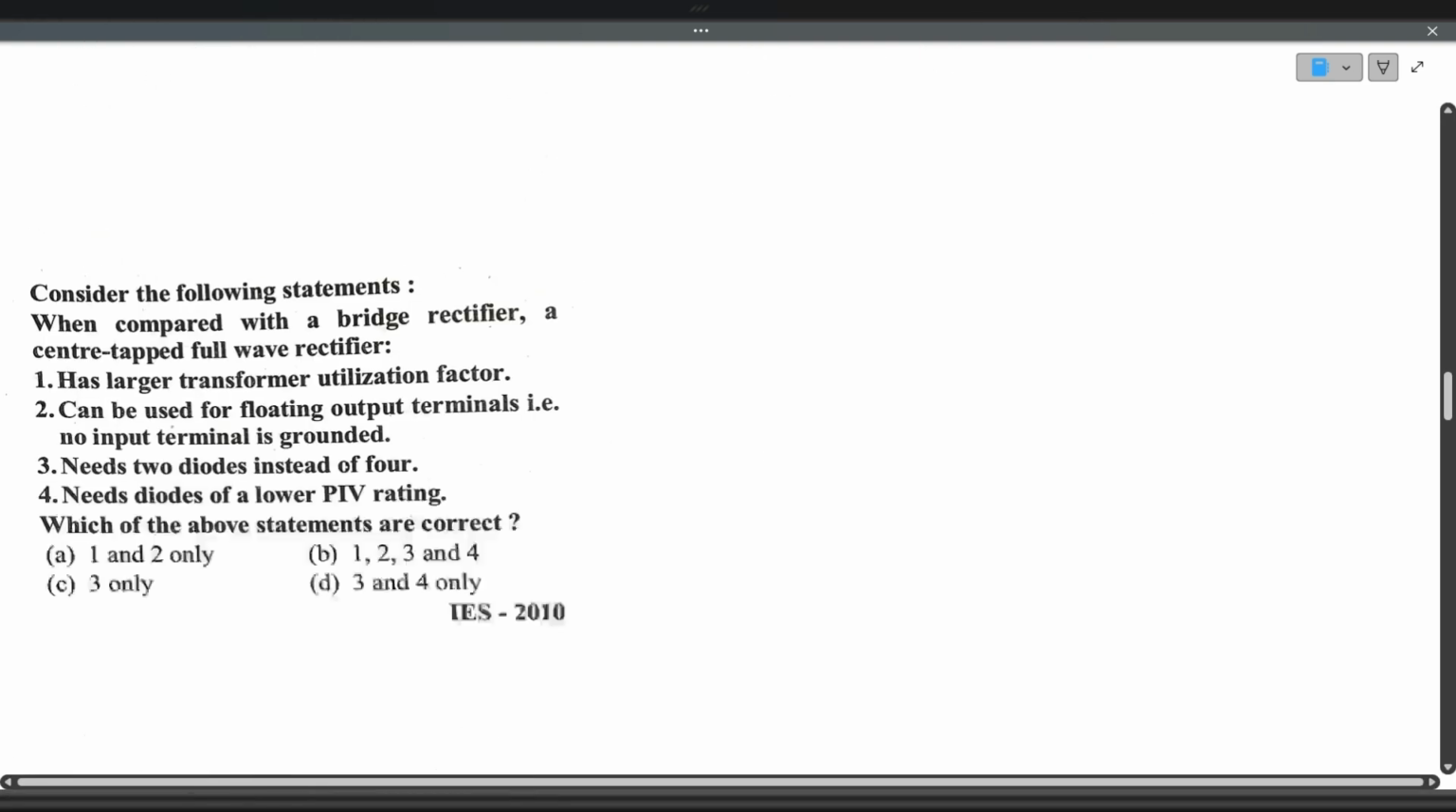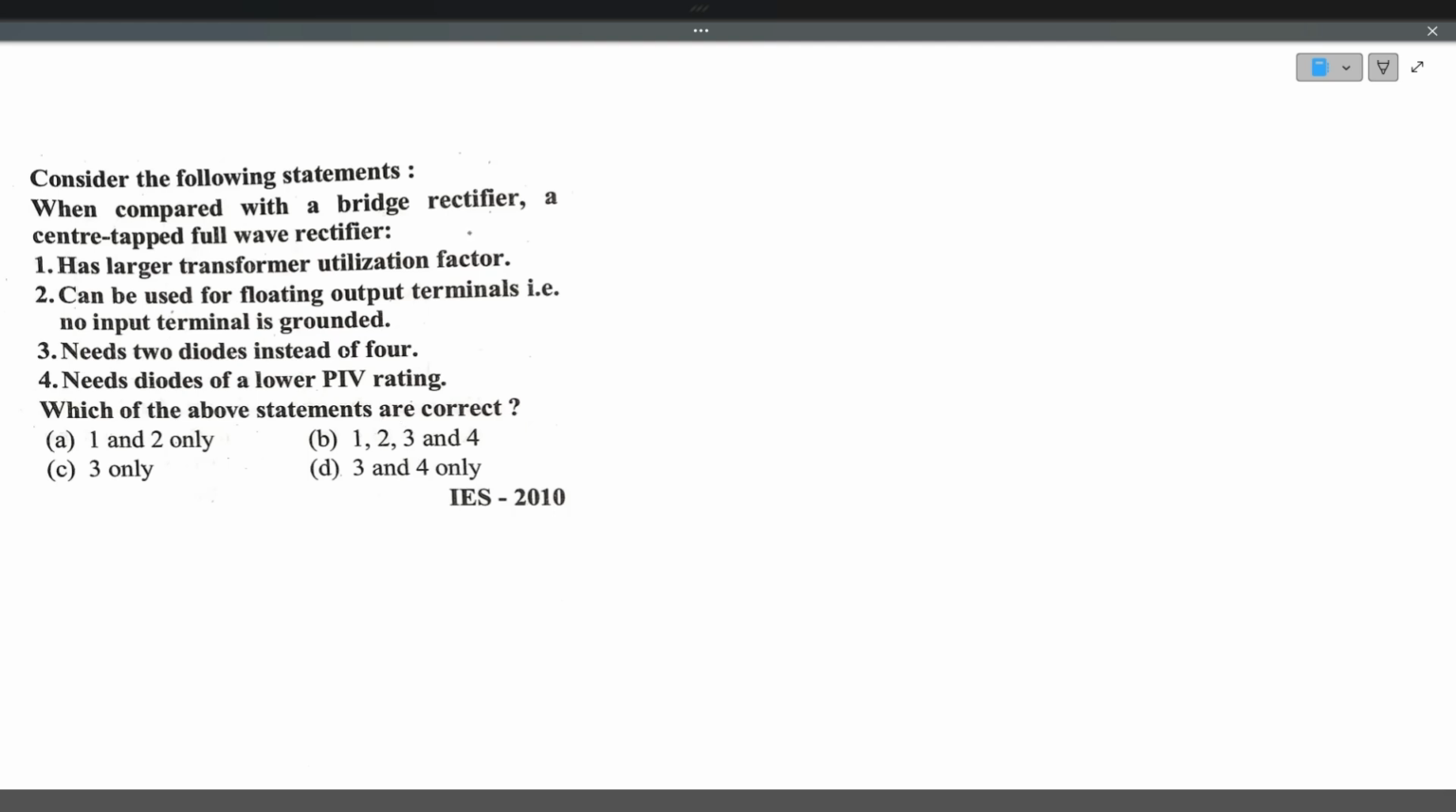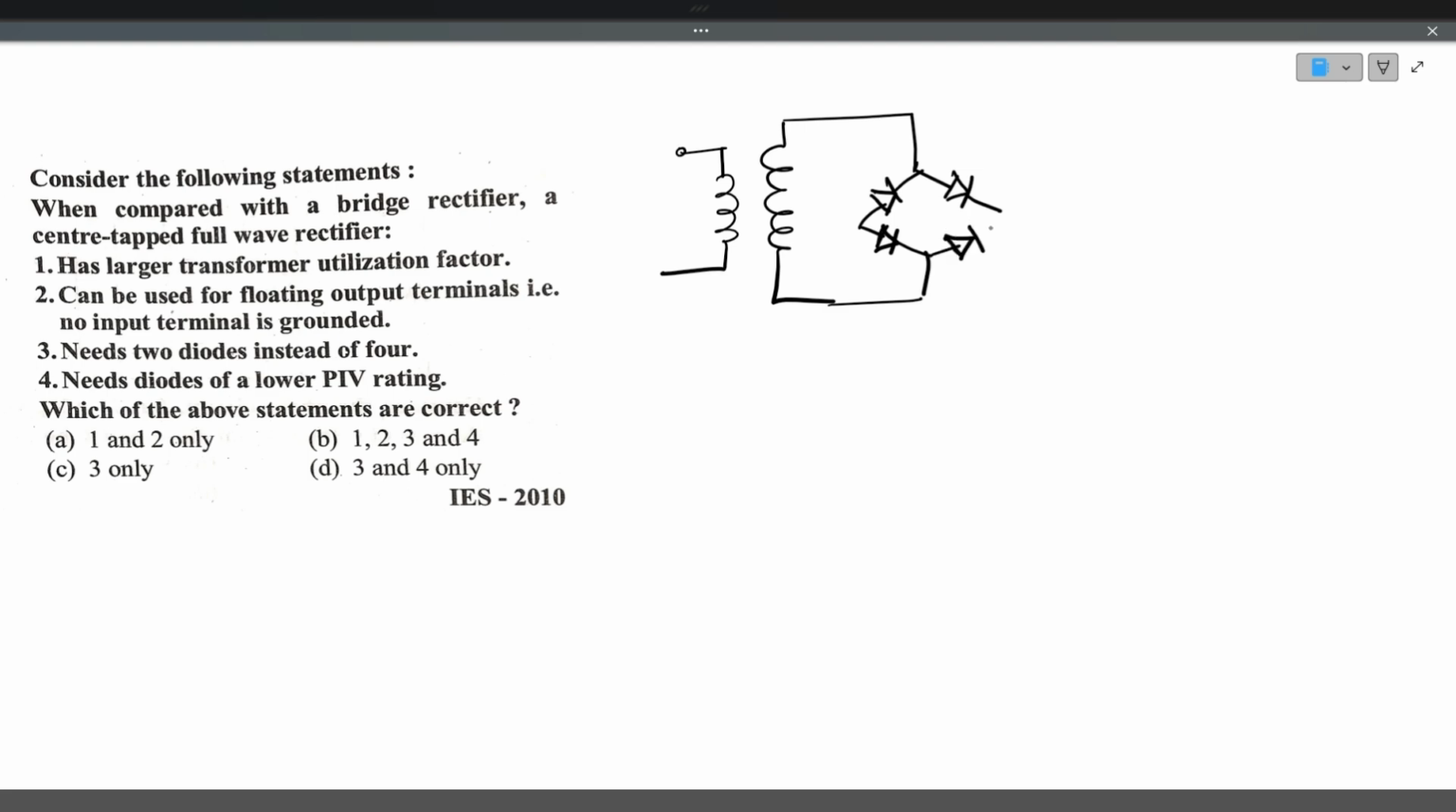Okay, hope you have understood this concept. Now we'll see the next problem. When compared with a bridge rectifier, a center tap full wave rectifier has... So we'll see the bridge rectifier first. This is the primary winding. This is the secondary winding. Every time I draw this circuit, because this will be a great practice for you. If you're solving these problems parallelly with me, taking a notebook, this will really help you in your examinations.